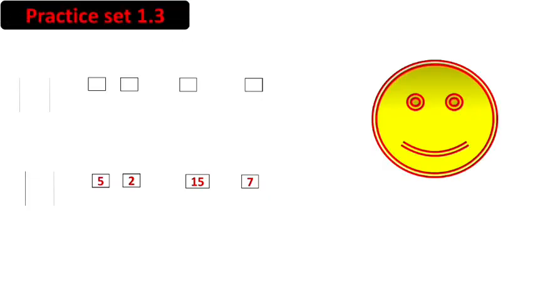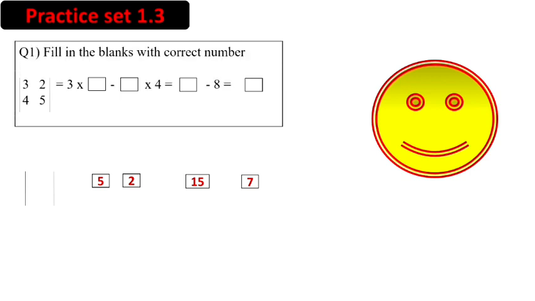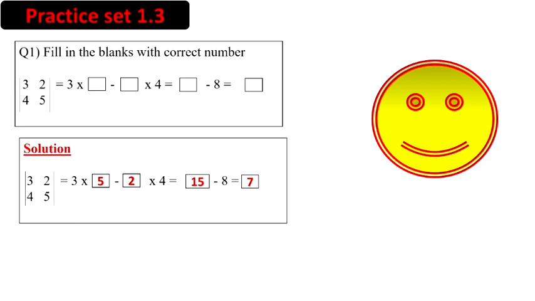Now the exercise number 1.3, first question is given. Fill in the blank with the correct number: 3, 4, 2, 5. 3 into what we will do? 5 and 2 into 4. 3 5 is 15. 2 into 4 will get 8. 15 minus 8 what we get? 7. So the answer which is given in the blank I wrote with the red color to highlight it.